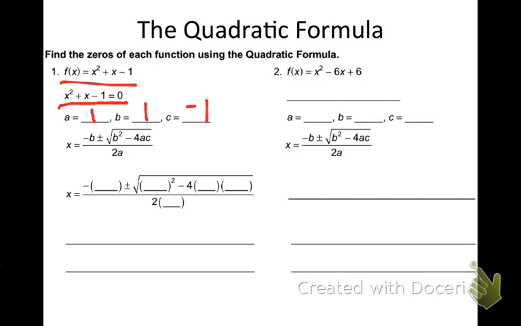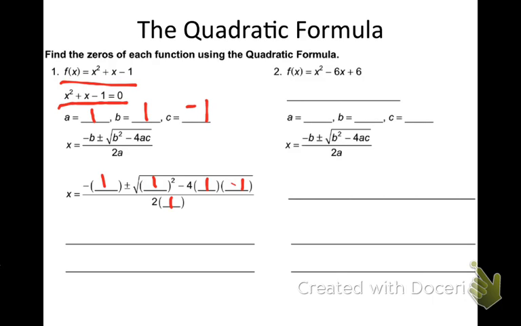Negative 1. So A is 1, B is 1, C is negative 1. Okay? I'm going to take each part of that and now plug it in. So I'm going to plug 1 in for A, where my A values are. So 1 goes in for my A values. I plug 1 in for my B values. And I plug negative 1 in for my C values.